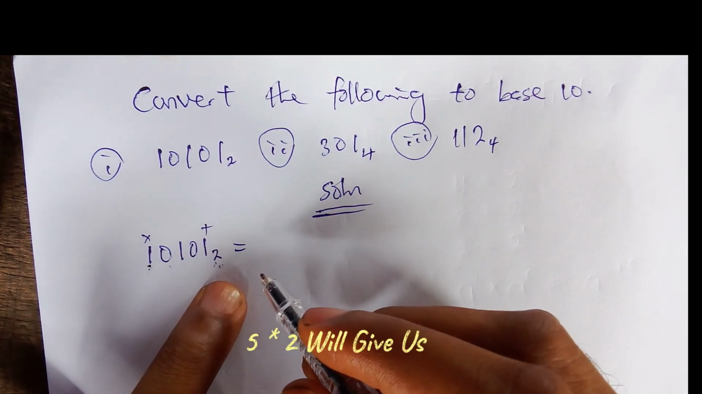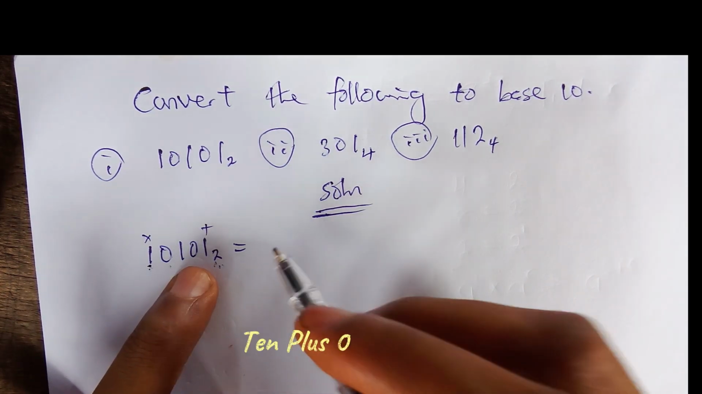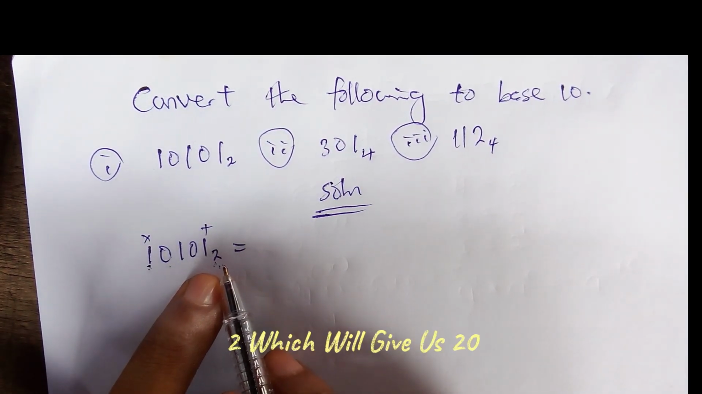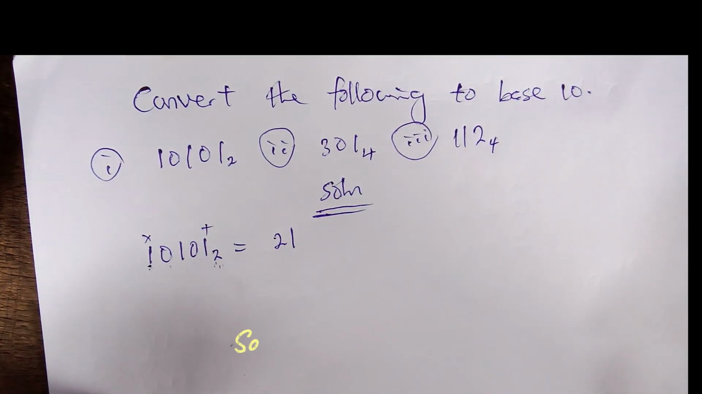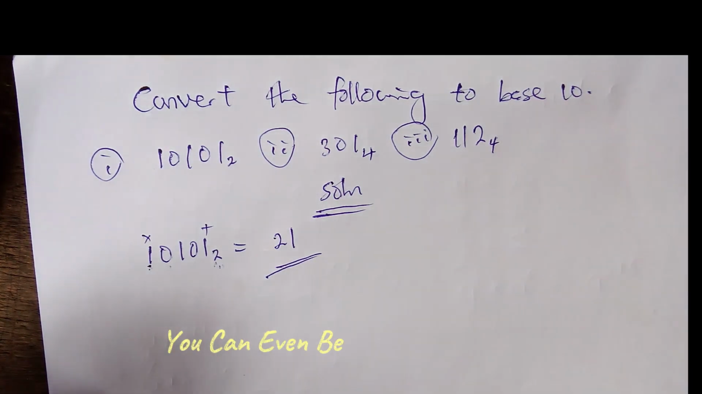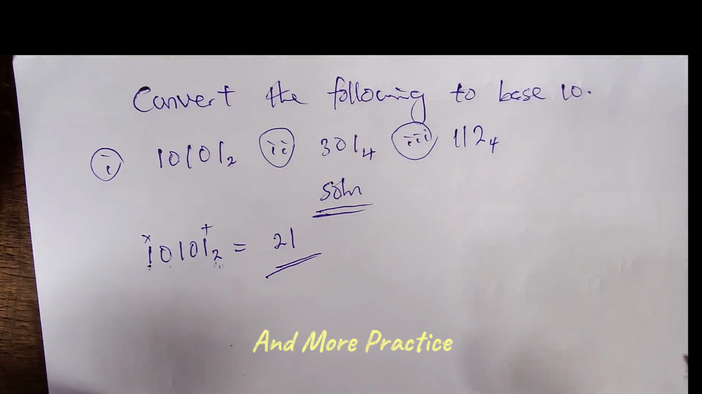5 times 2 will give us 10. 10 plus 0 is still 10. Then we will now multiply that 10 by 2, which gives us 20. 20 plus 1 gives us 21. So this is the answer. This is done under 10 seconds. You can even be faster with more and more practice.